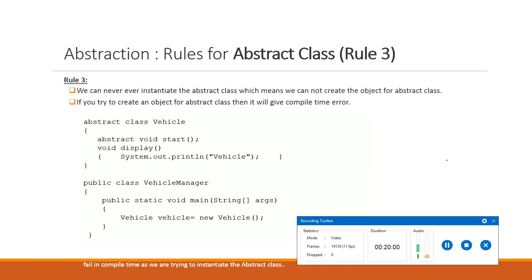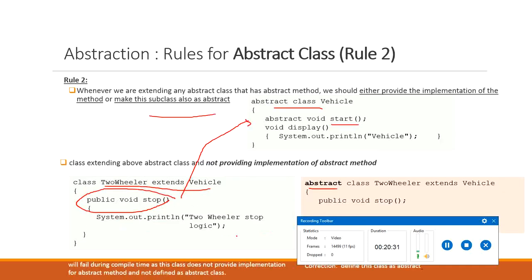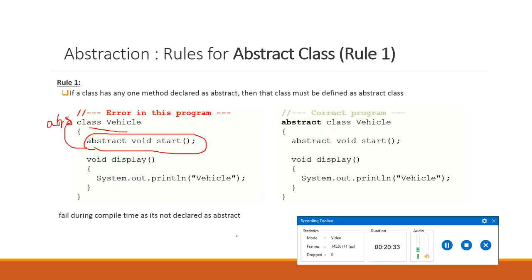Moving ahead, we can never ever instantiate an abstract class, which means that we cannot create an object of the abstract class, and if you try to create an object of the abstract class, it will give you a compilation error. So for example, if you see here, we have an abstract class, we have an abstract method, and in the public static void main, if we try to create an object of the abstract class, it will give us the error. It will fail during compile time. We cannot create an object like this, but we can do like this.